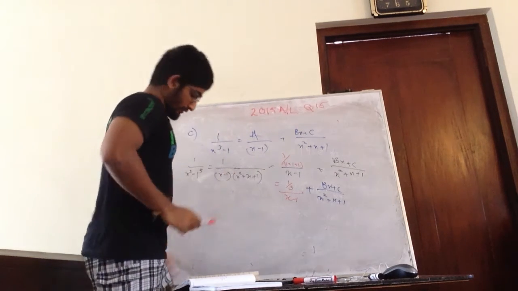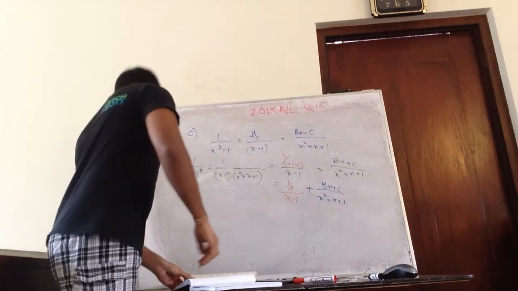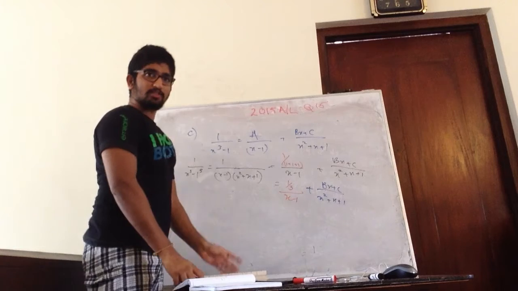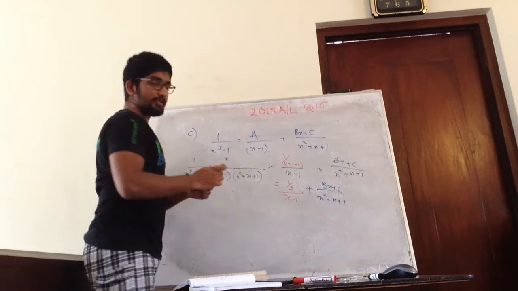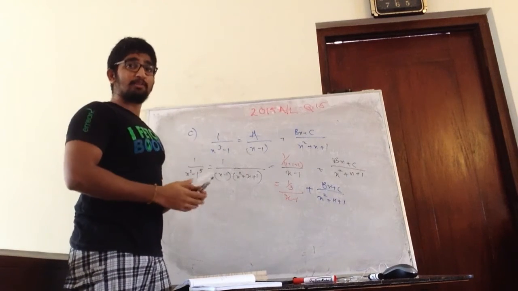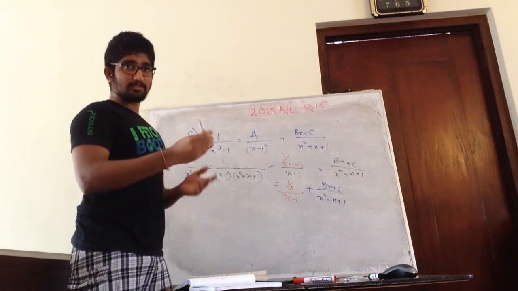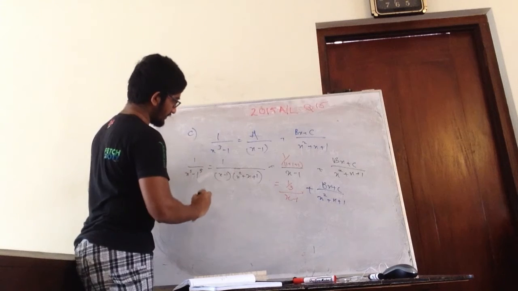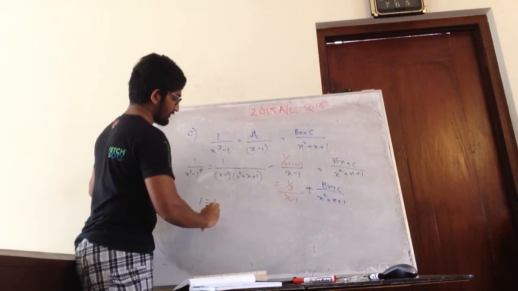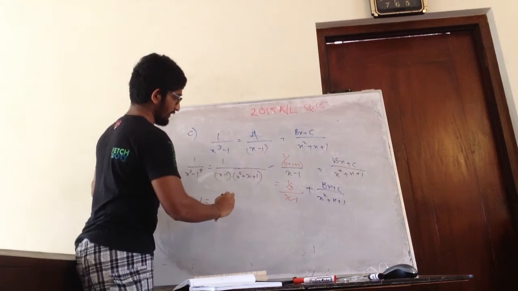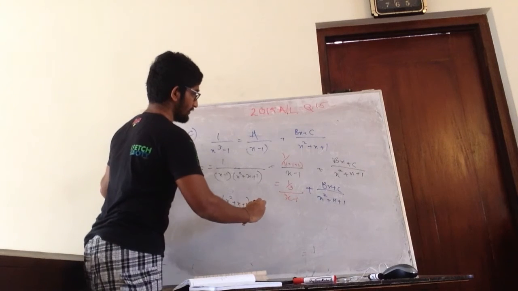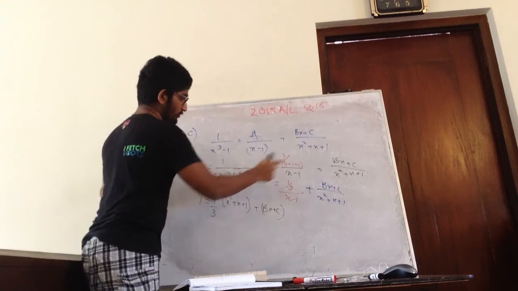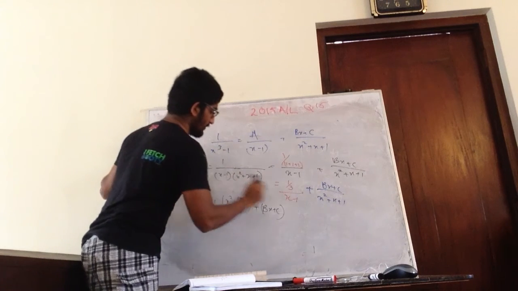Correct? Now, how can we do that? Then you just basically cross multiply and make similar the coefficients between. So I'm going to multiply here. So 1 equals 1 over 3 times x squared plus x plus 1, plus bx plus c times x minus 1. Then when I multiply this whole part, this will get cancelled off. Remaining is this.